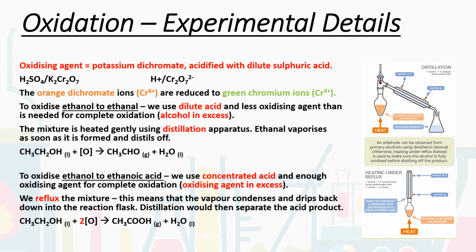To oxidize the ethanol to the ethanoic acid, similar idea, CH3CH2OH plus 2 lots of oxidizing agent. This is why we tend to have the oxidizing agent in excess, to produce CH3COOH. Remember that the COOH group is the characteristic carboxylic acid, and water.